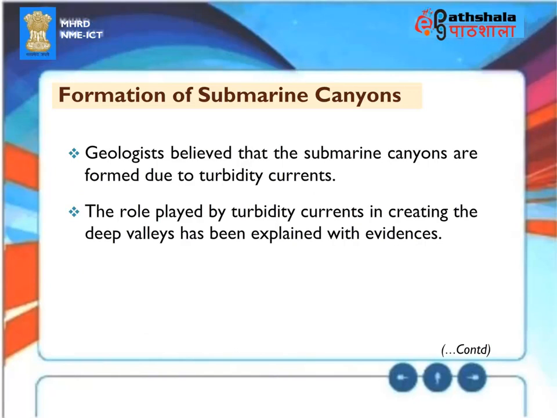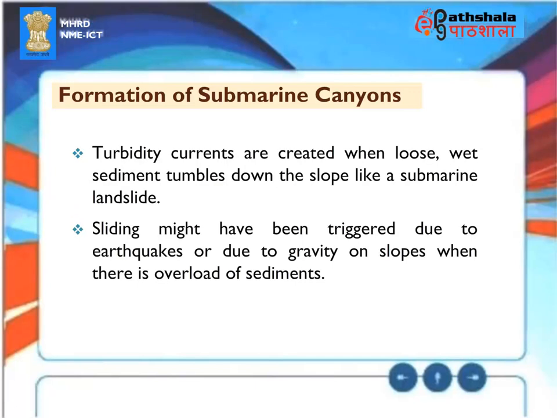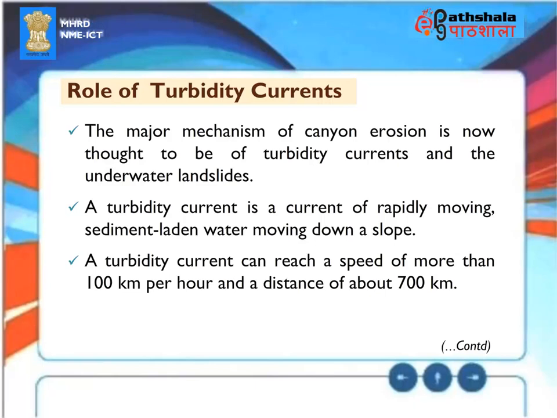Geologists believed that the submarine canyons are formed due to turbidity currents. The role played by turbidity currents in creating the deep valleys has been explained with evidences. Turbidity currents are created when loose, wet sediment tumbles down the slope like a submarine landslide. Sliding might have been triggered due to earthquakes, or due to gravity on slopes when there is an overload of sediments. Role of turbidity currents.